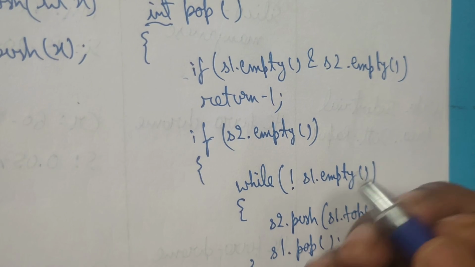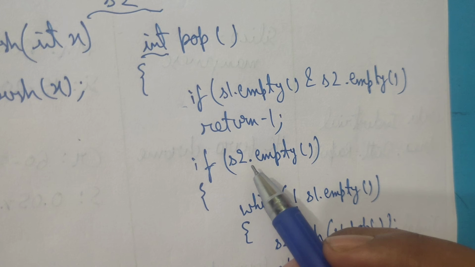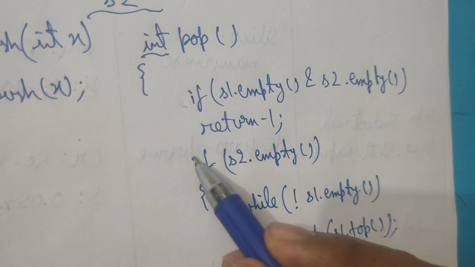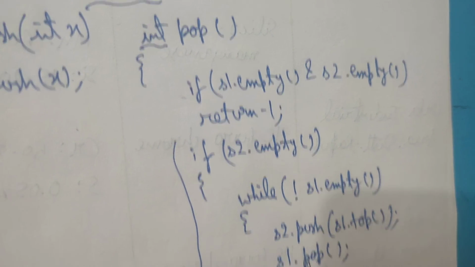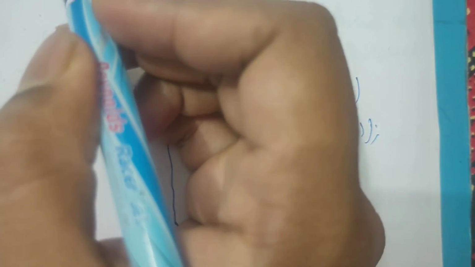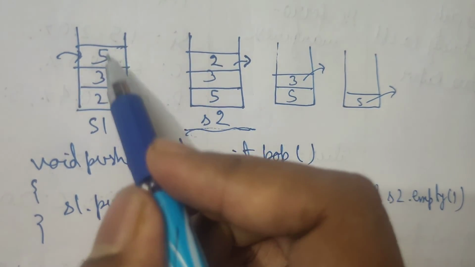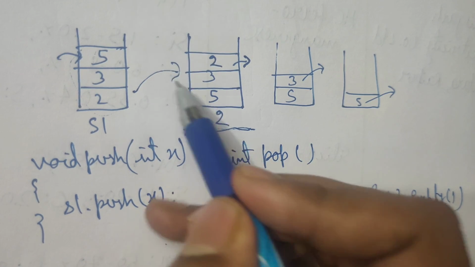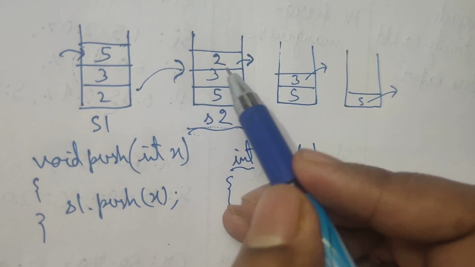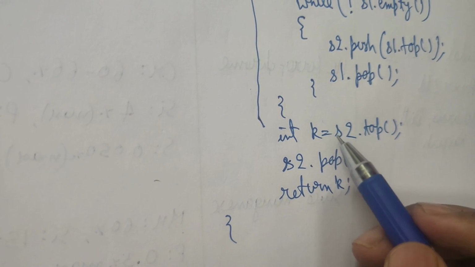One important thing to note is that when we do the pop operation, we go under this condition only when S2 is empty. If S2 becomes empty, then we transfer all the elements of S1 into S2. And if there are already some elements in S2, we will not go under this if condition, and we will just take the first element of S2, pop it, and return it.